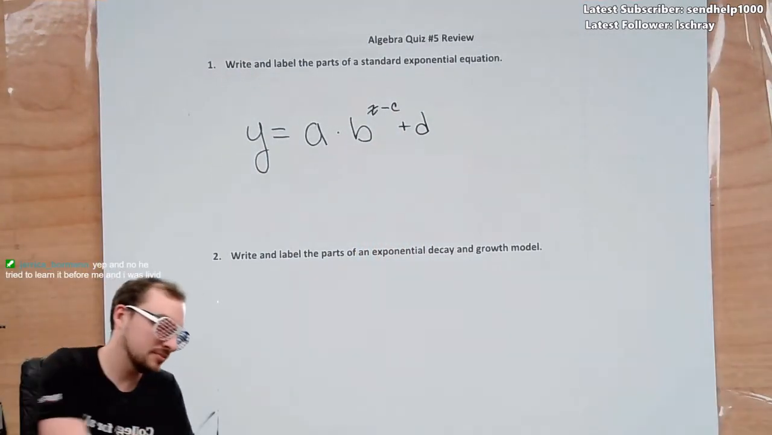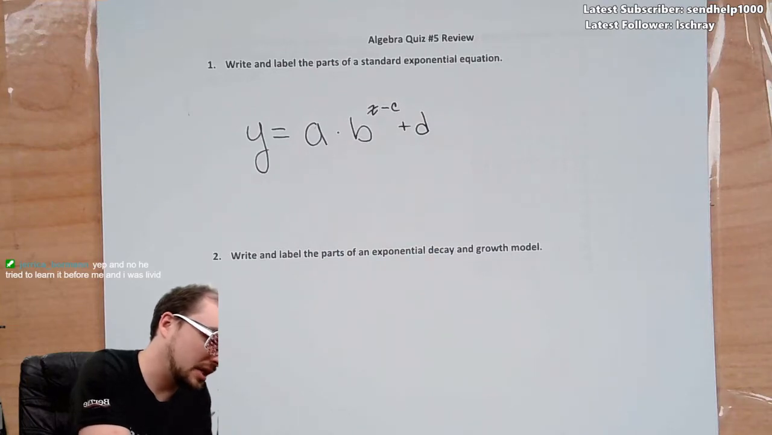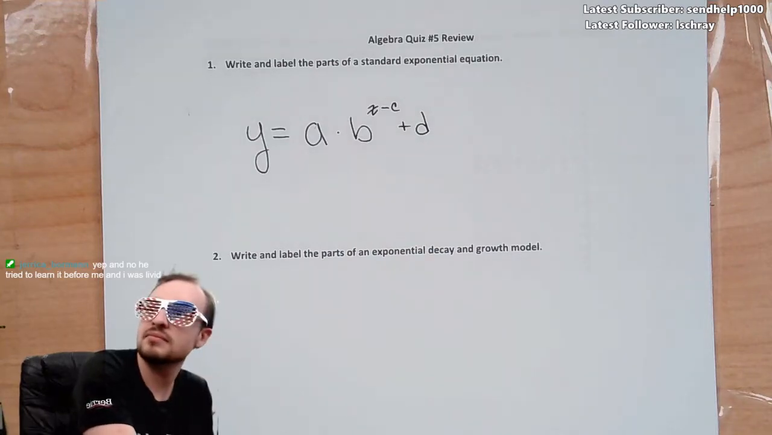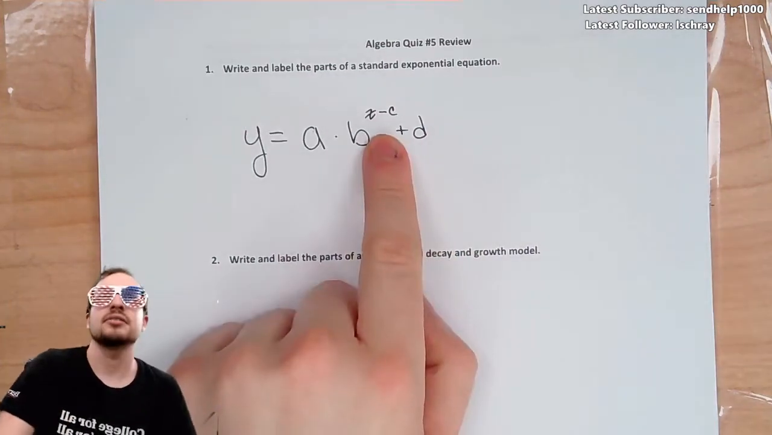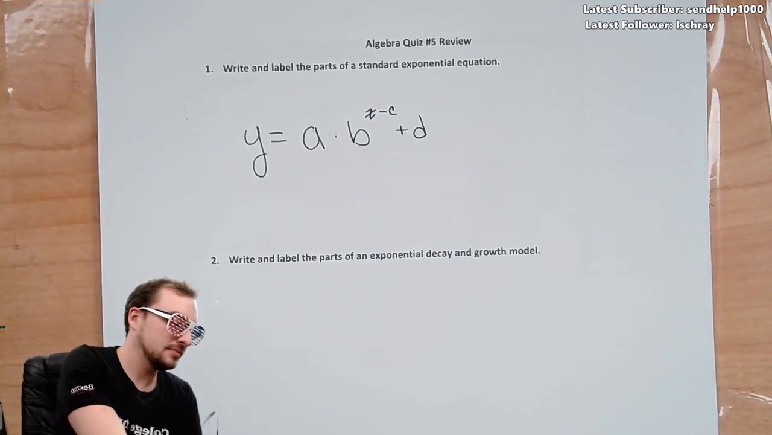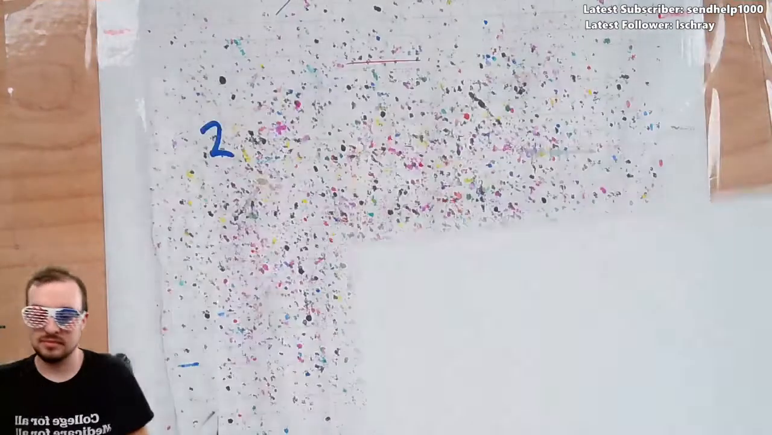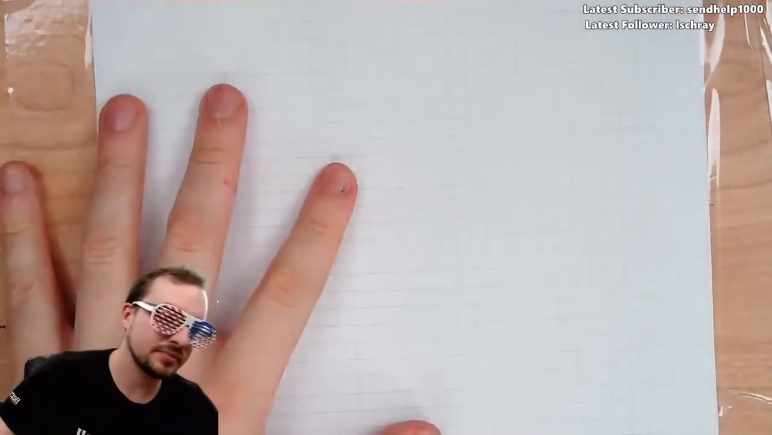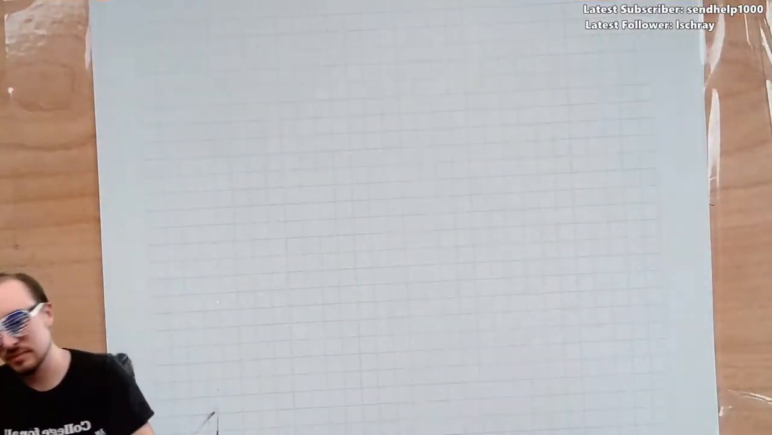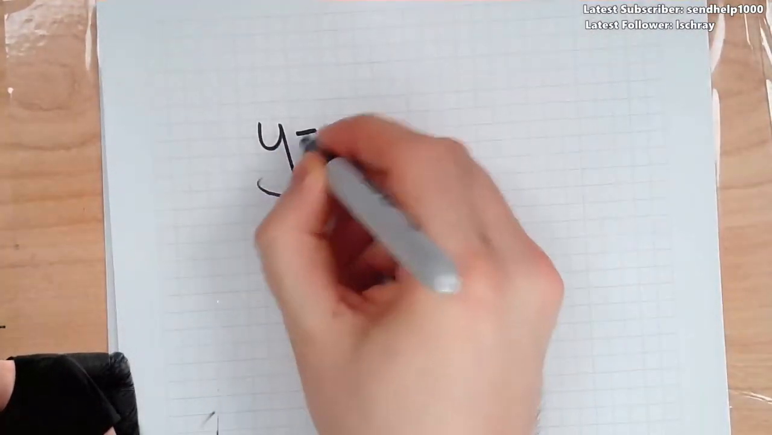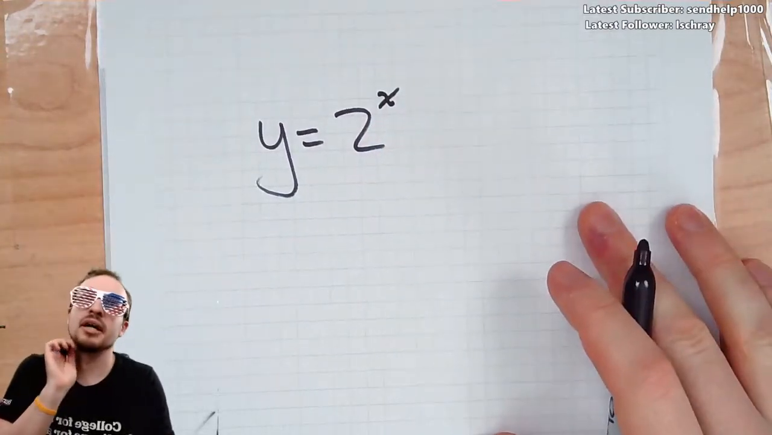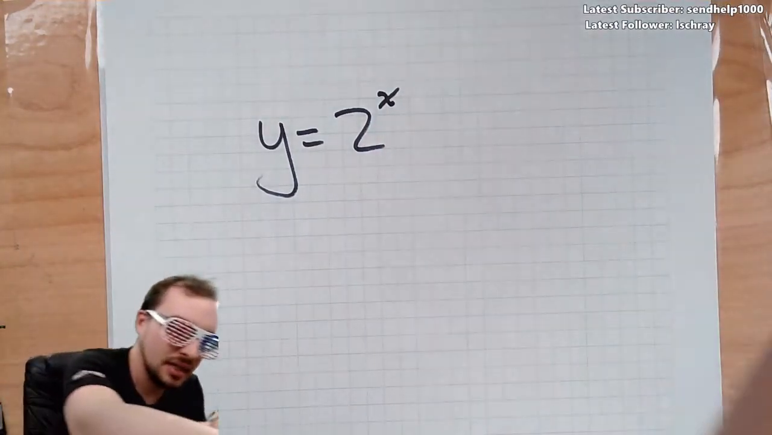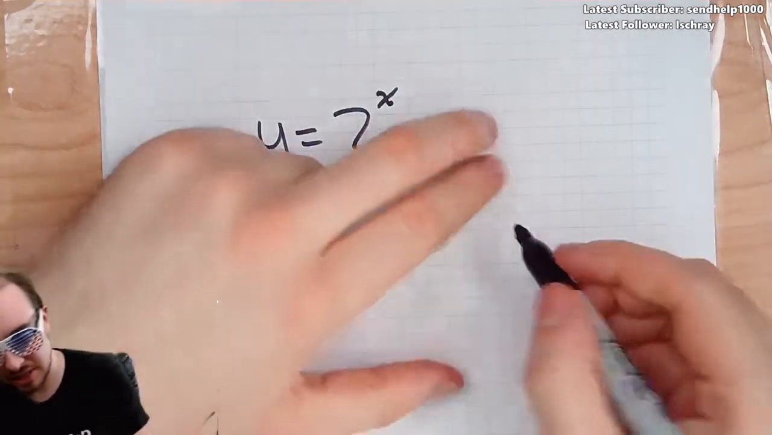All right, so check it out. Let's talk about what an exponential equation is. An exponential equation is something with the variable, as you can see, x, up in the exponent. A really simple exponential equation is y equals 2 to the x, right? Something like that. And if we make a little chart, you can kind of see what's going to happen here.